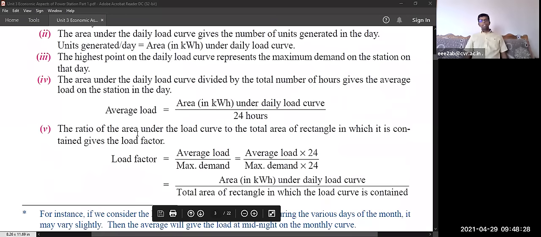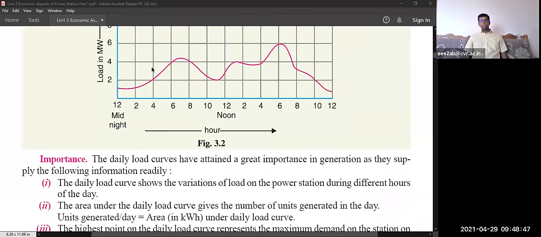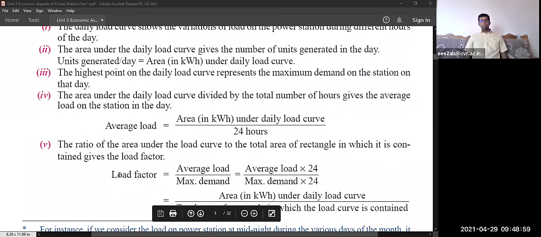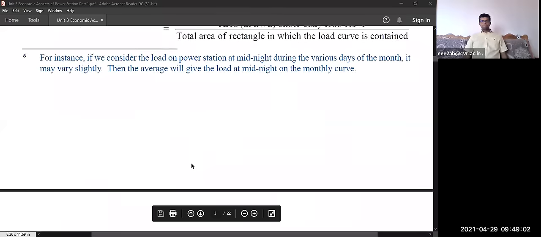Next, the ratio of the area under the load curve to the area of the rectangle which contains the load is the load factor. So load factor is given by average load divided by the maximum demand. Average load you can easily analyze. What is the average load here? Like that, you can go through all the peaks divided by those particular hours to give the average. Then, what is the maximum demand? That you can easily analyze, and you can go for the load factor.